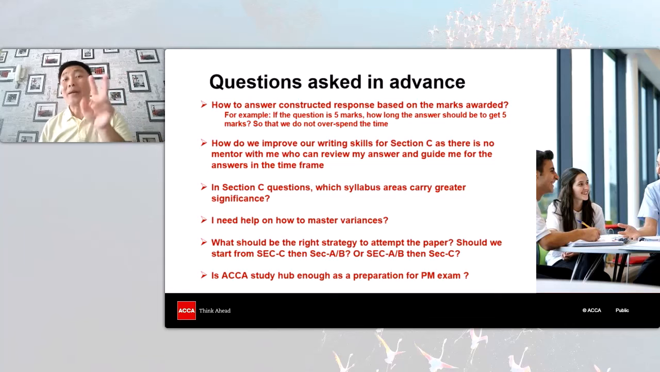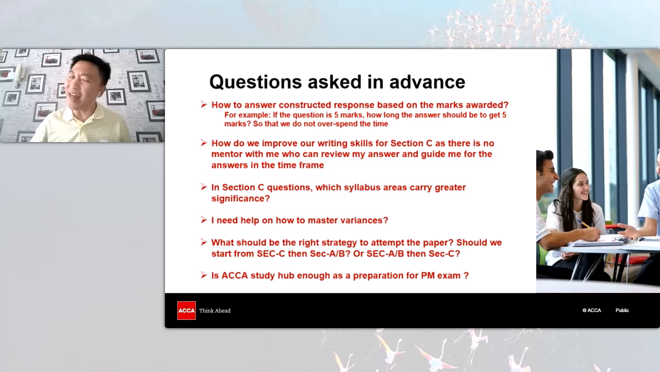How about the other questions on section C? The other questions on section C will come from syllabus areas A, C, and D. A, C, D. Take a look at the syllabus, you will know what A, C, D refer to. But in general, the other questions usually will come from decision-making, budgeting, and control. Control means things like variance analysis would have come in.